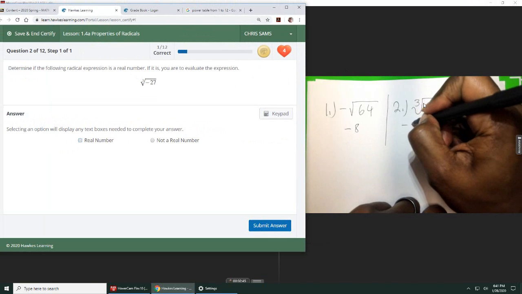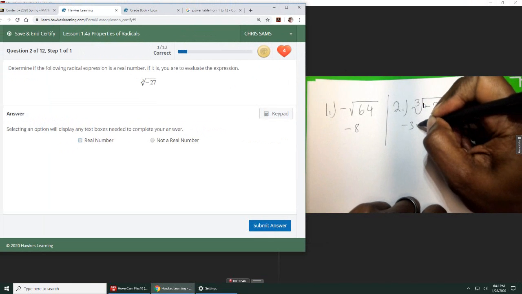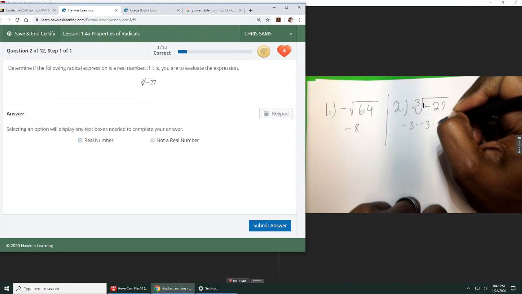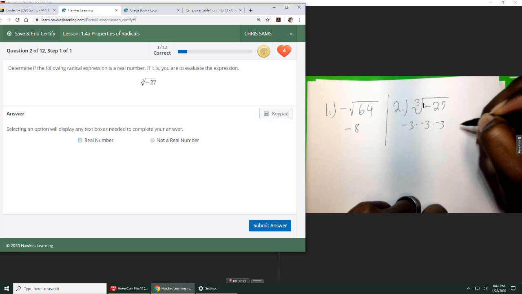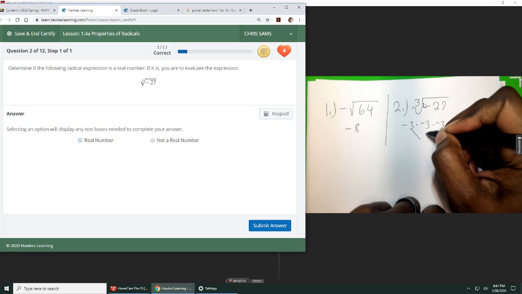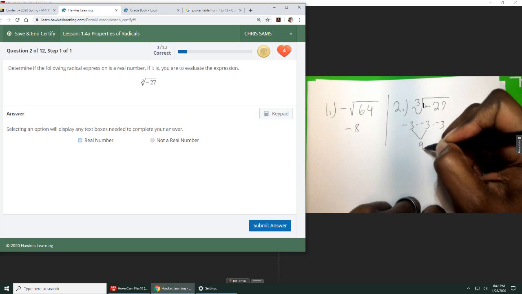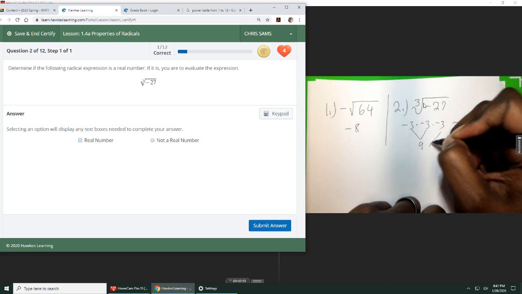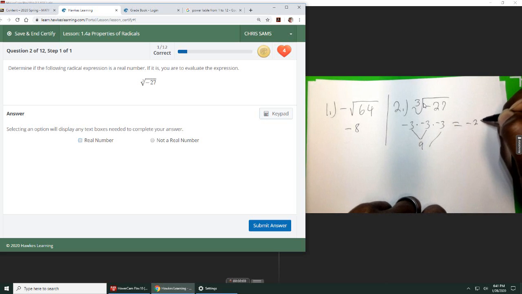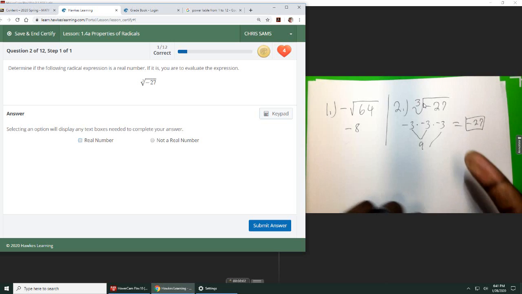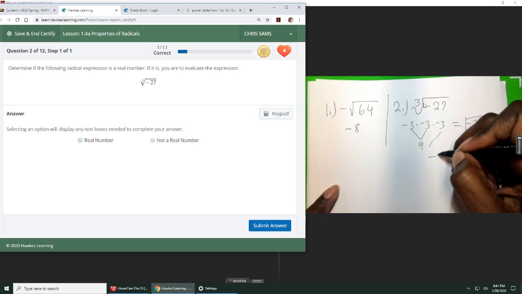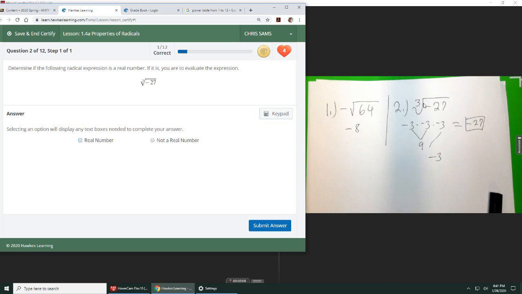So if I did negative 3 times negative 3 times negative 3, if you multiplied that, these 2 negatives will give you a positive 9, and then when you multiply positive 9 times negative 3, you do get negative 27. Okay, so the answer to this one is negative 3, and negative 3 also is a real number.